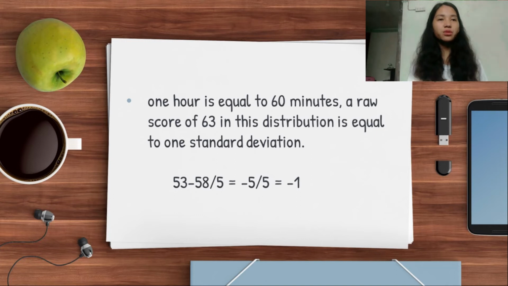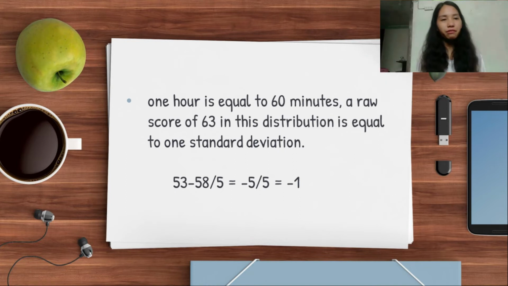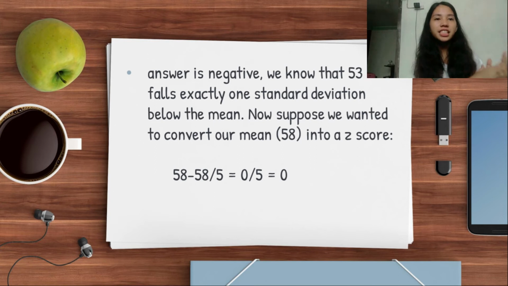Just as 1 hour is equal to 60 minutes, our raw score of 63 in this distribution is equal to 1 standard deviation. The same holds true for observations below the mean. 53 minus 58 over 5 is equal to negative 5 over 5, which is equal to negative 1. In this case, because our answer is negative, we know that 53 falls exactly 1 standard deviation below the mean.